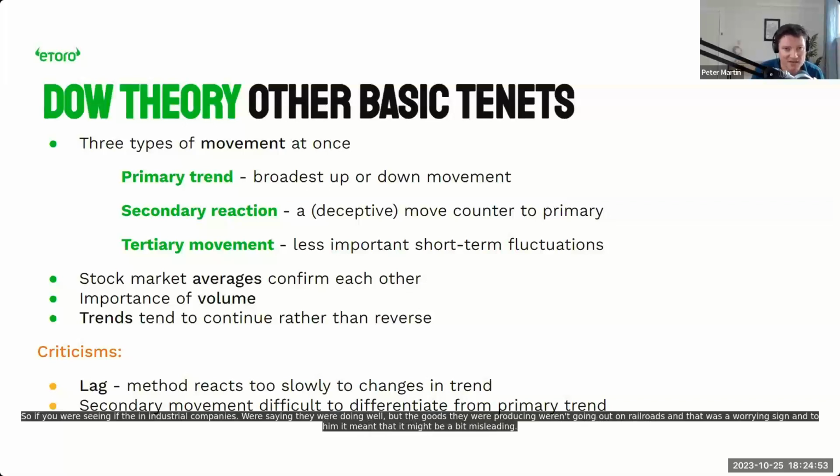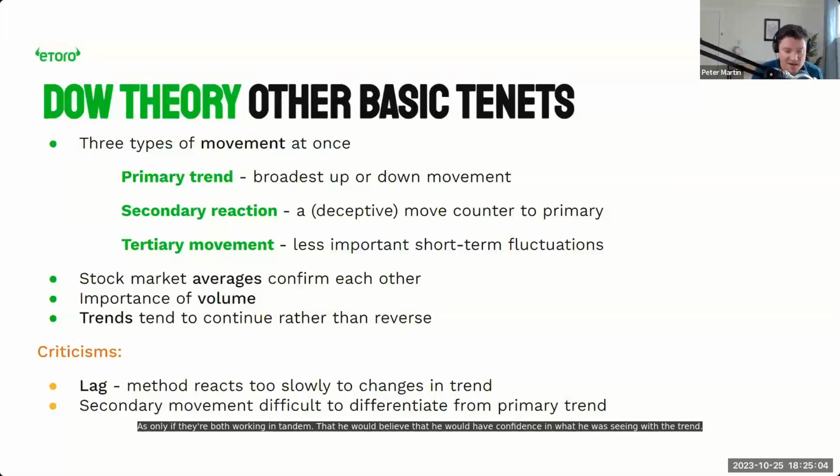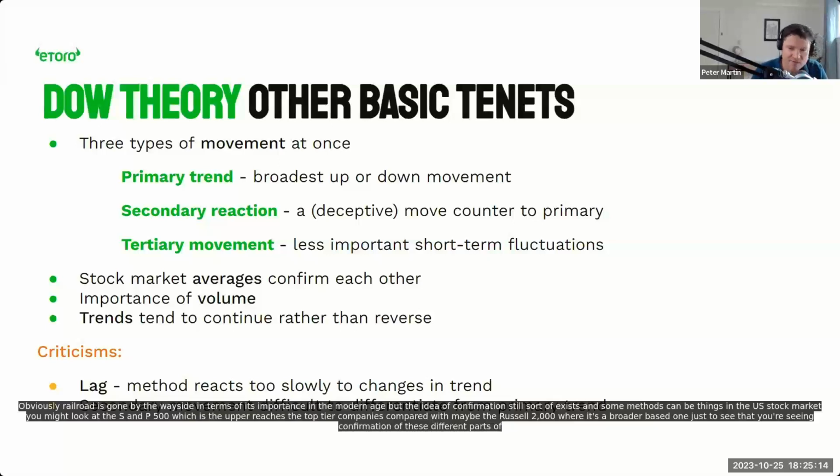So if the industrial companies were saying they were doing well, but the goods they were producing weren't going out on railroads, then that was a worrying sign. To him, it meant that it might be a bit misleading. It was only if they were both working in tandem that he would have confidence in what he was seeing with the trend. Obviously, the railroad has gone by the wayside in terms of its importance in the modern age.